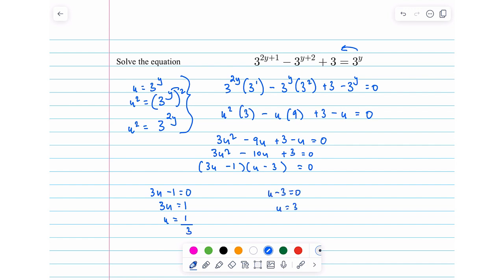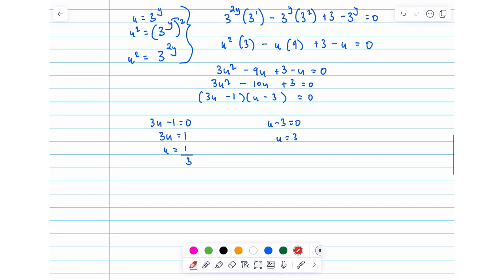Now we need to go back and switch it out for what it was originally. u was 3 to the power of y, so we're going to swap our u's for 3 to the power of y. Now we have 3 to the power of y equals 1/3. Bring the 3 up. When you bring a term up, change the sign in front of the index, so 3 to the power of -1. Now that we have the same base, we can just equate the powers, therefore y equals -1.